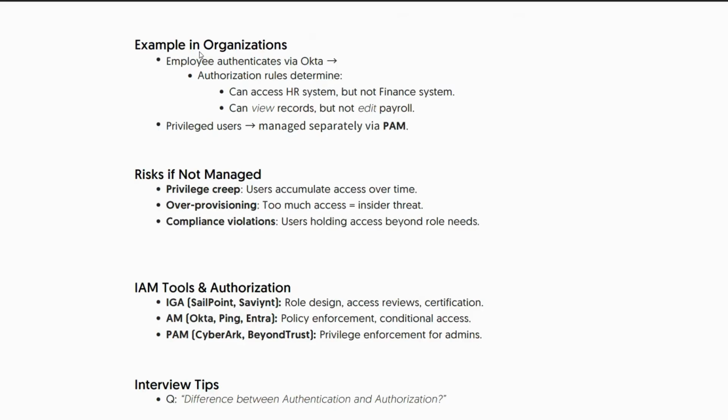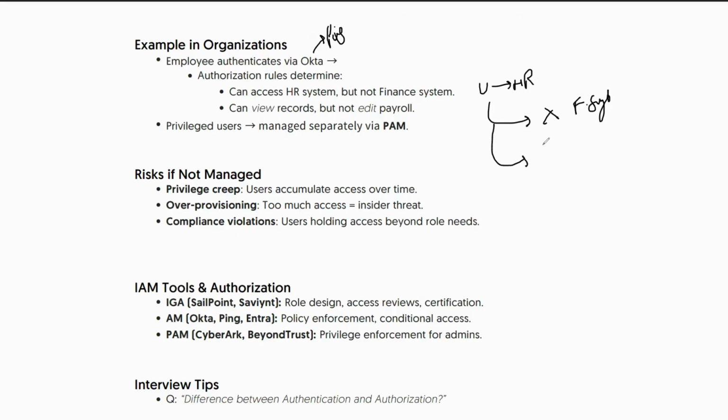So let's talk about an example in an organization via Okta, and this could be Ping, Entra, anything. Okay. So authorization rules determine who can access an HR system, but not a finance system. Let's say you join as a user in the HR team. You will not be able to access any finance system. This is simple role-based access control.